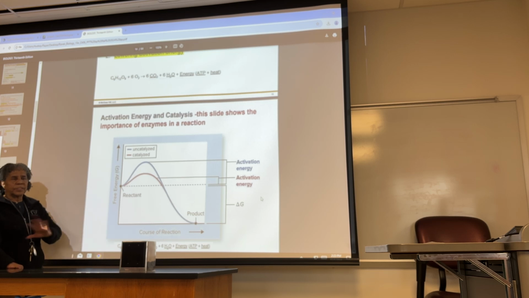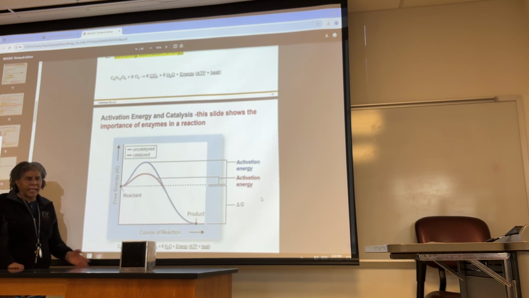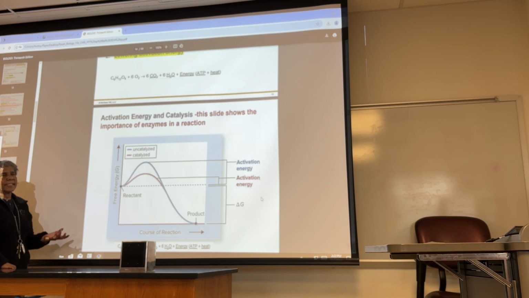Most enzymes are proteins. 99% of them are proteins. It's going to define enzymes as a molecule that will lower, and it's on every single test you will ever take, the energy needed to start that process. They call it the activation energy.